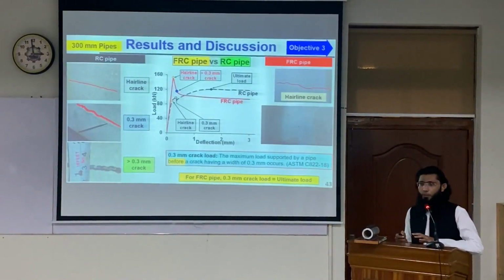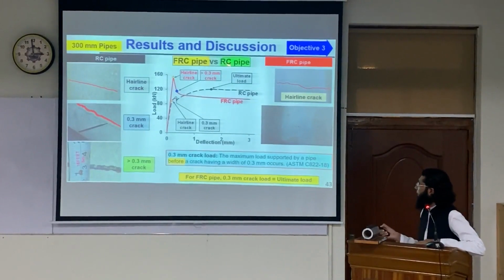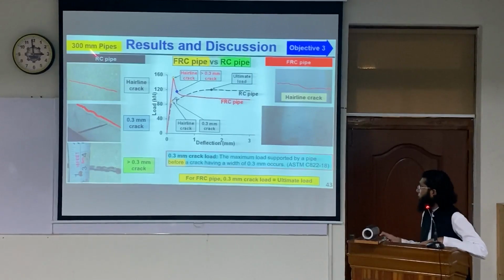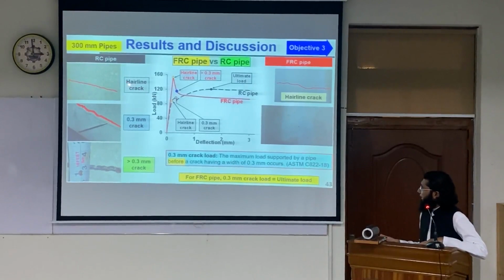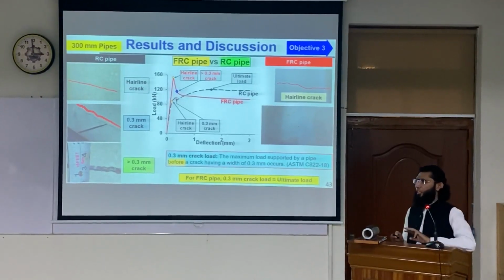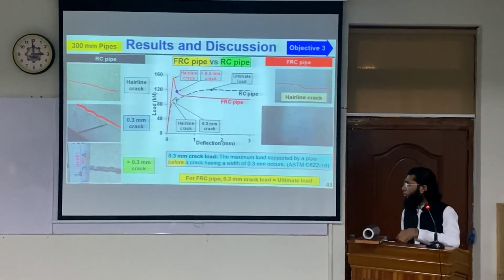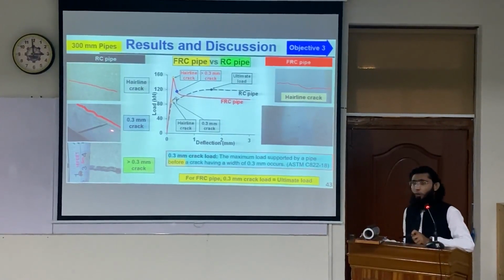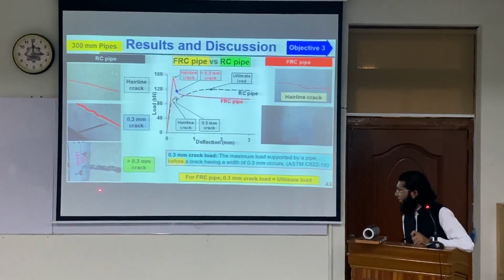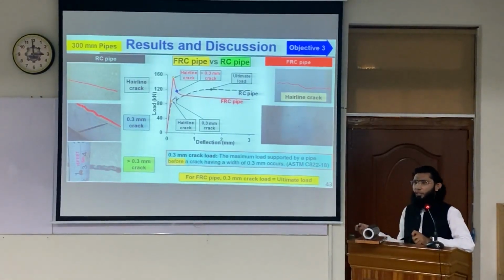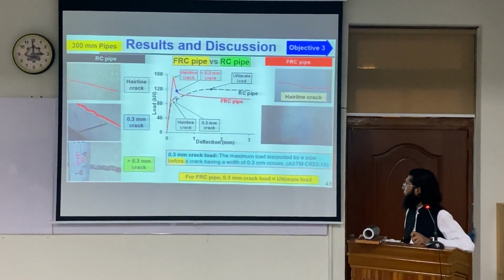So this sums up the difference between an FRC pipe and a conventional RC pipe. The red line is for the FRC pipe, the black line is for the RC pipe. This is the load deflection curve. An RC pipe would usually go through 3 stages for failure to happen. First, a hairline crack would appear, and then it has to be monitored using this gauge to see when this gauge can be inserted to note the load corresponding to 0.3 millimeter crack, and then at the ultimate stage, of course, the crack width is much larger than 0.3 millimeter.